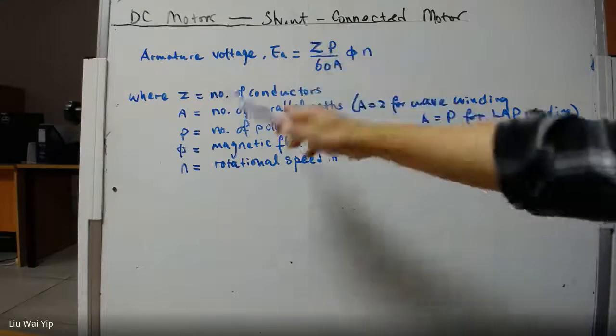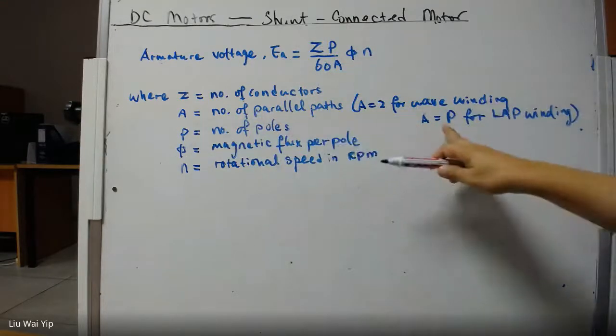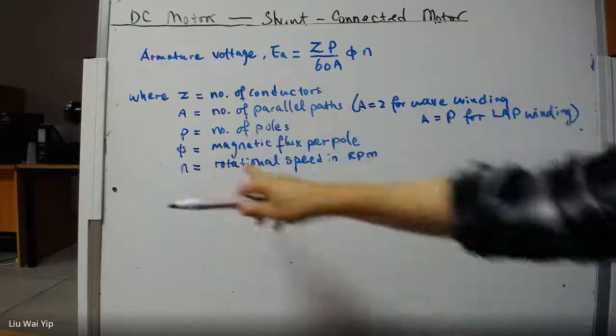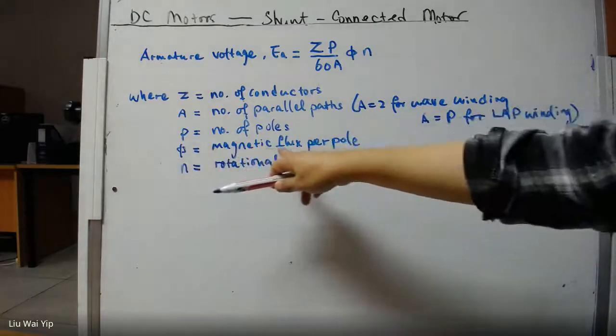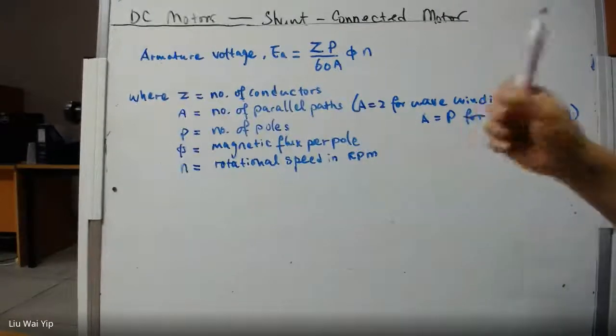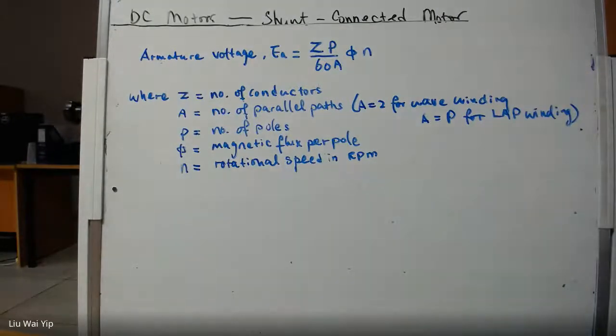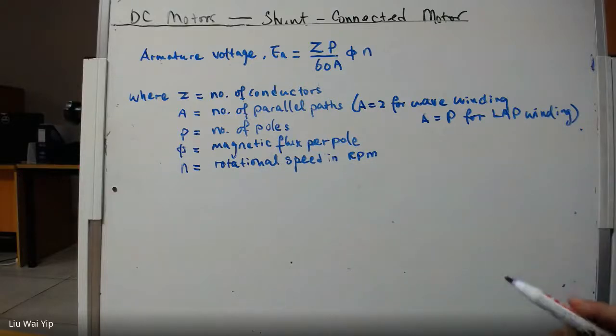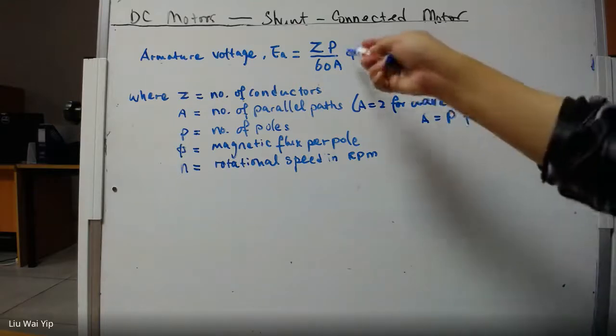And as I said, P is the number of poles. And phi is the magnetic flux per pole. Each pole will be associated with a magnetic field, which is proportional to the field current. N is the rotational speed in RPM. So in this case, you have a formula like this.